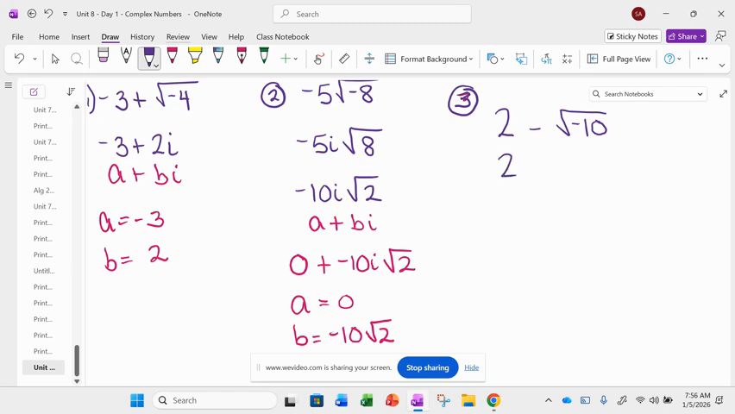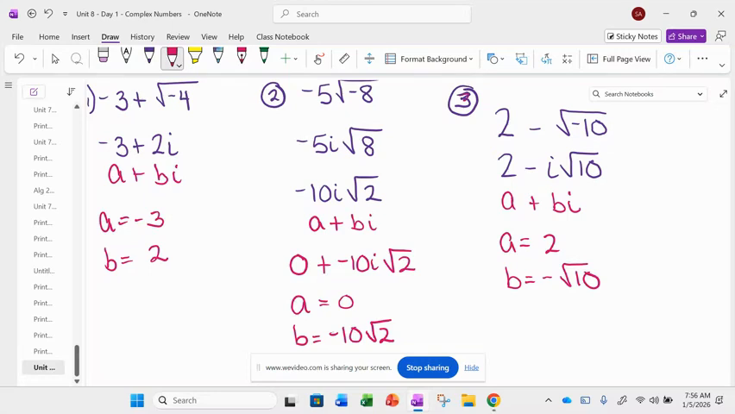So here, to simplify this, all we can do is pull out an i. So we have 2 minus i root 10. And this already fits the format of a plus bi. So our a is 2. What's our b? Negative root 10. Excellent, a negative root 10. Perfect.